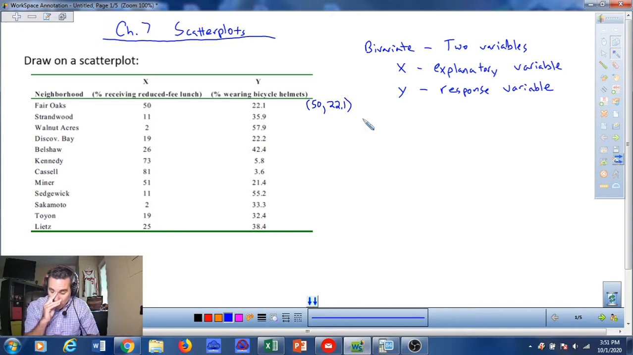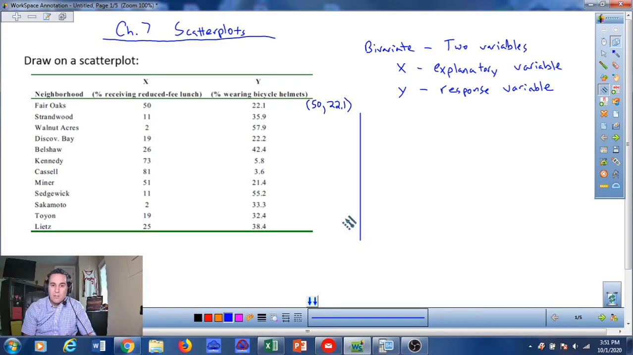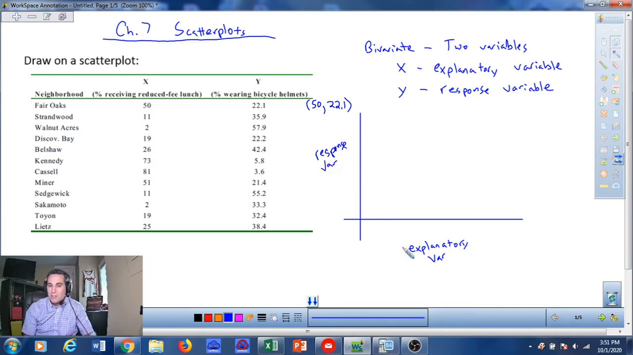We're going to take all these points and throw them on a graph. So our graph that we typically do in advanced algebra, which you did, is a scatter plot, where you put the explanatory variable on the x-axis and you put the response variable on the y-axis. All stuff that I think you already know.